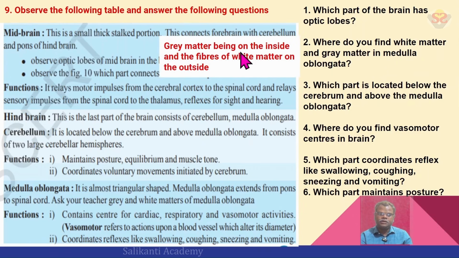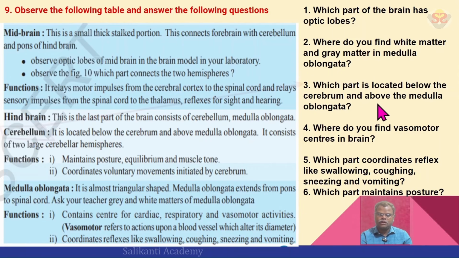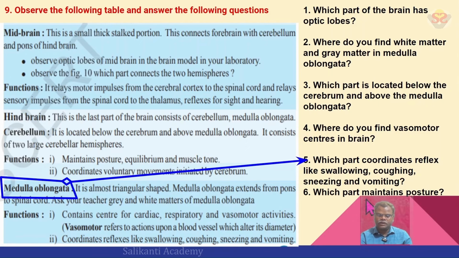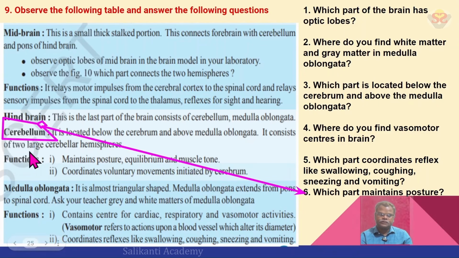Where do you find white matter and gray matter in medulla oblongata? Gray matter being on the inside and the fibers of white matter on the outside. Which part is located below the cerebrum and above the medulla oblongata? Cerebellum. Where do you find vasomotor centers in brain? Medulla oblongata. Which part coordinates reflexes like swallowing, coughing, sneezing, and vomiting? Medulla oblongata. Which part maintains posture? Cerebellum.